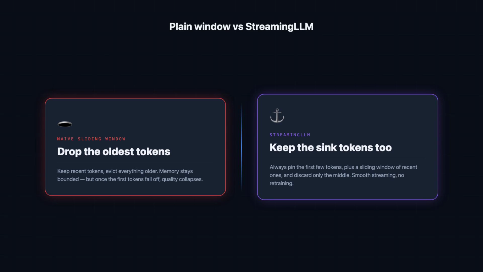StreamingLLM changes just a single detail. It always keeps the first few tokens in the cache, then keeps a sliding window of recent tokens on top of that, and discards only the middle. That tiny addition is enough to hold everything together, and the model streams smoothly with no retraining at all.